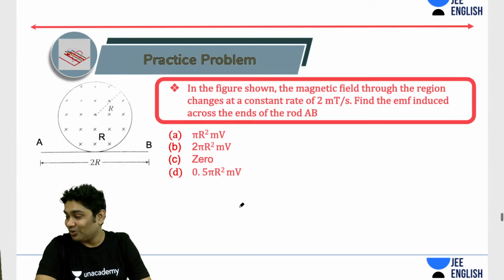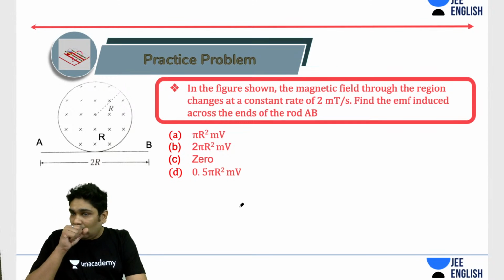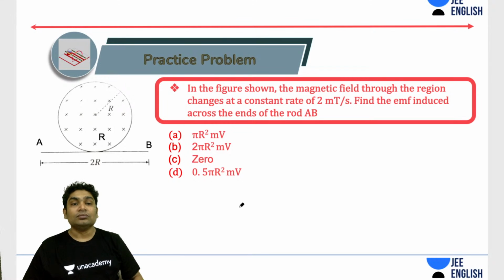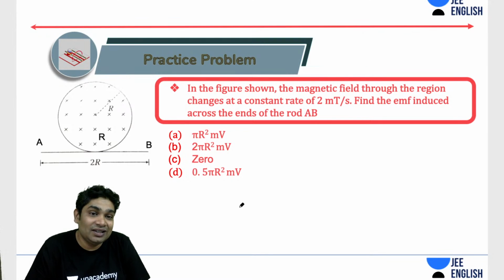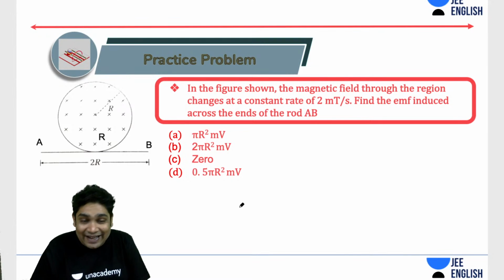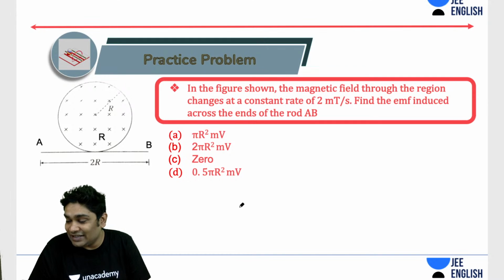So this is another problem which I have seen students struggling with. Here you've been told in the figure shown that the magnetic field through the region changes at a constant rate of 2 millitesla per second. Again, find the induced EMF across the ends of the rod AB. Again, this is the rod. It lies at the edge of your circular region carrying the magnetic field. So what will be the EMF induced across the rod's ends AB? Try this one. Here are your options.